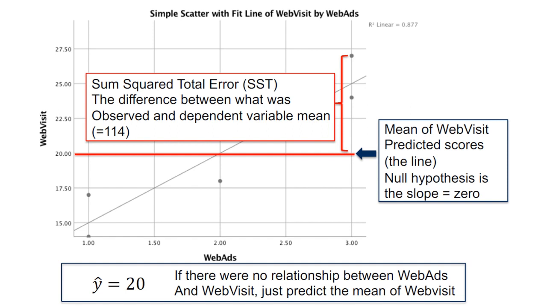The sum of the squared total error, SST, is the difference between what was observed and the dependent variable mean. So the difference between what was observed and the mean. We are trying to improve from just using the mean.